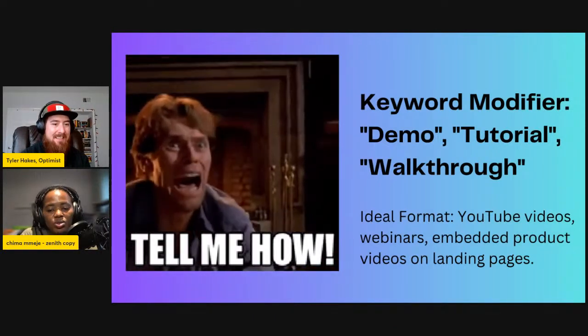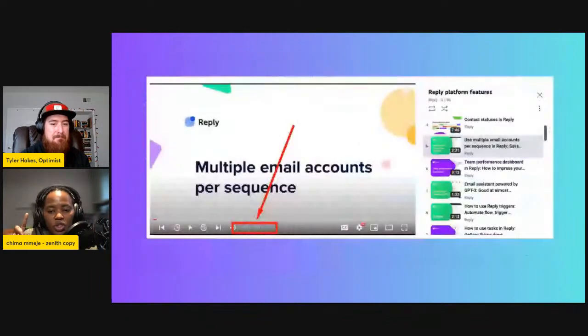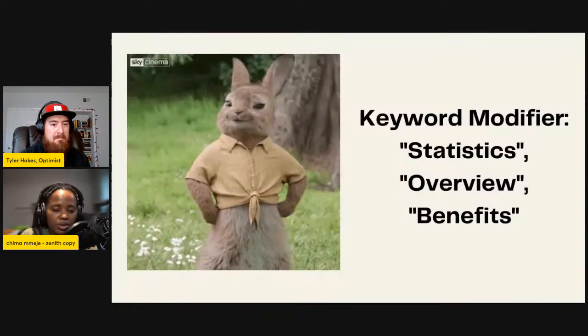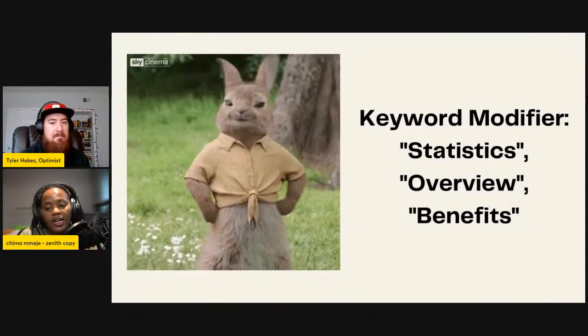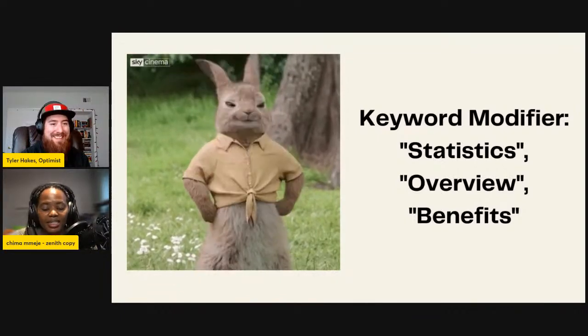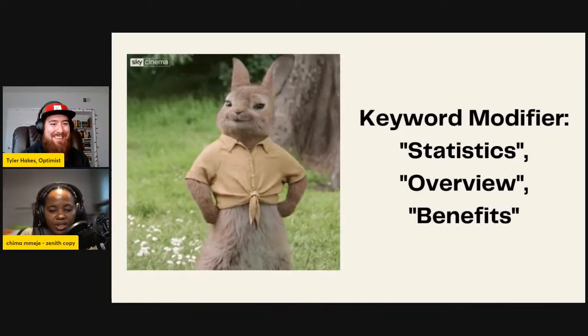And the best way to do this is to pick one feature and do a demo for that feature so that you don't overwhelm the person who is watching your content. This is one from reply.io, and you can see that it's just 2 minutes and 30 seconds, which is the perfect length for a demo video. All right, next modifier: statistics, overview, benefits.